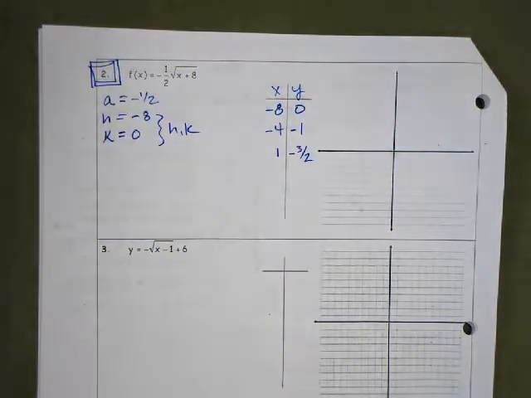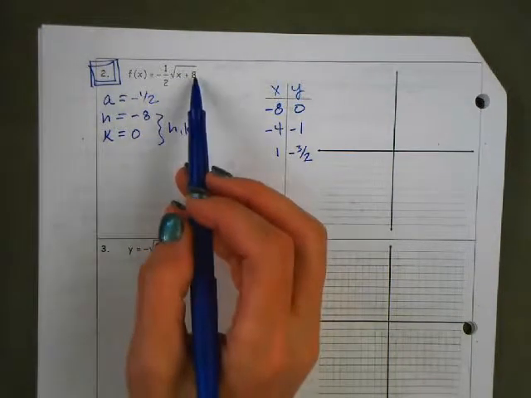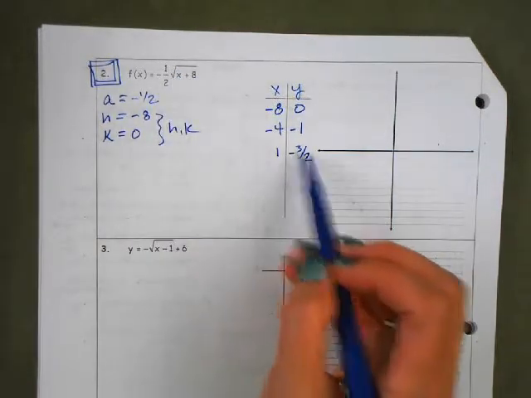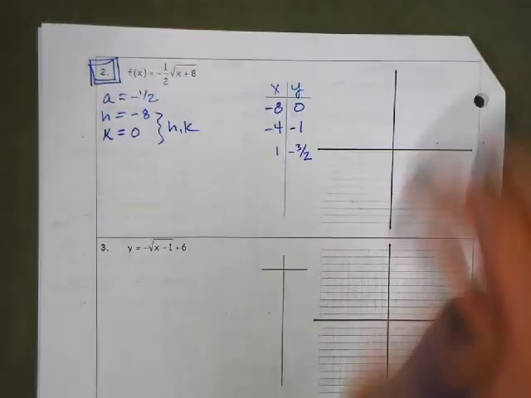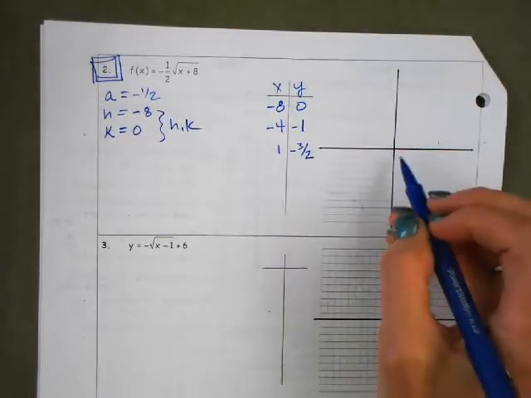Why am I getting a negative? Because I'm multiplying by a -1. So if I do 1, 1 plus 8 is 9. Square root of 9 is 3. 3 times a -1/2 is -3/2. Are we all good with how to take X values and plug them into equations to get your Y? Okay. So then I just start plotting.